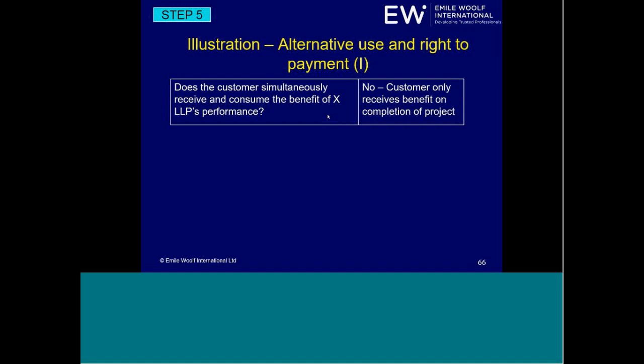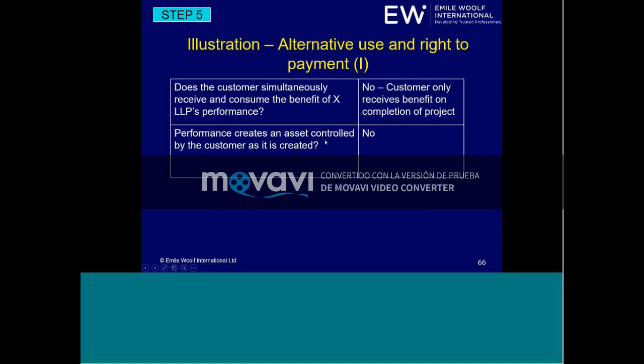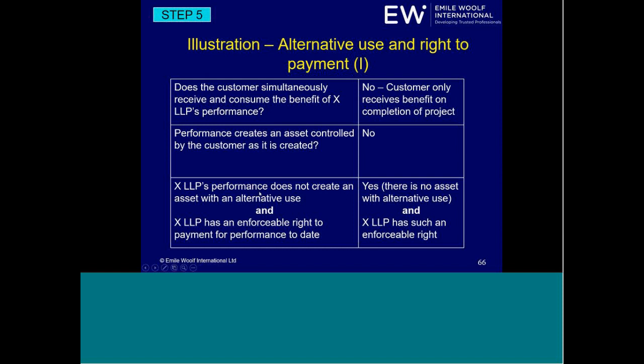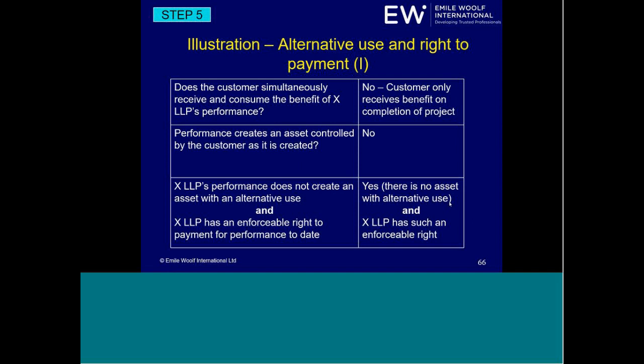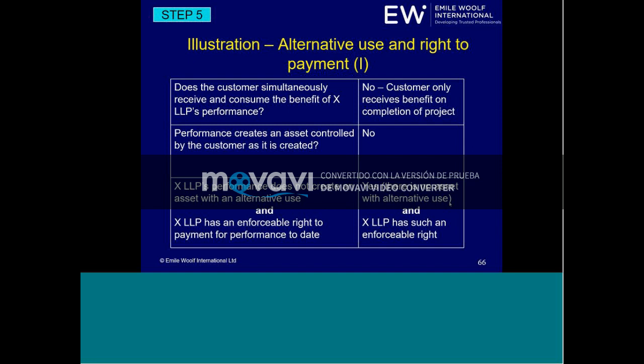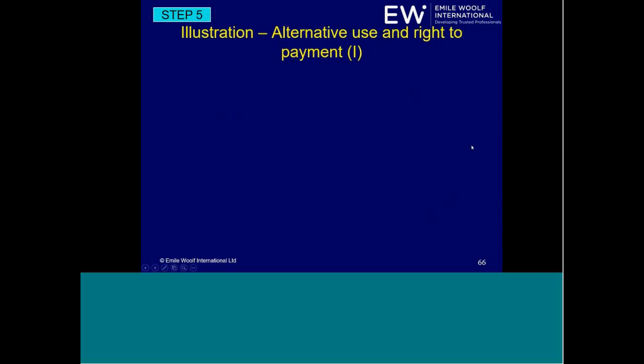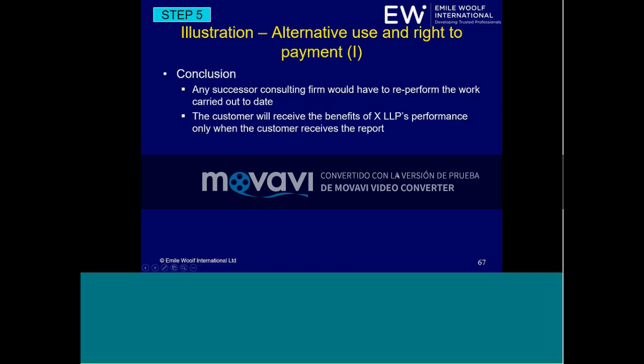Does performance create something that has no alternative use, and is there a right to payment for work to date? There is no asset that has alternative use. You can't use one client's consulting and send it to another. You can't sell it as a generic piece of consulting. But critically, the contract gives the contractor the right to payment for work completed at a commensurate margin. Any successor consulting firm would have to re-perform work to date. The customer receives the benefits only when the report is completed. The work is not a useful asset for anybody else, but there is an enforceable right to payment plus a reasonable margin. Therefore, the performance obligation is satisfied over time.